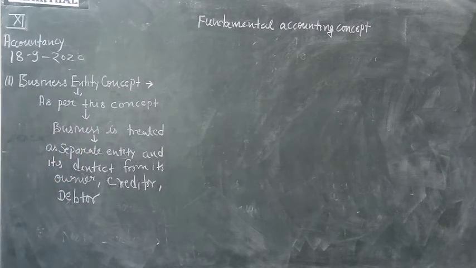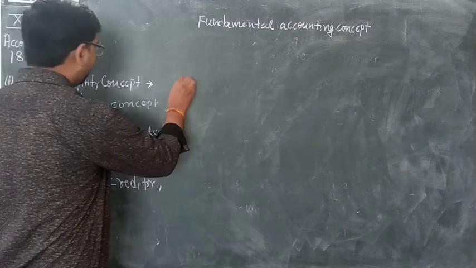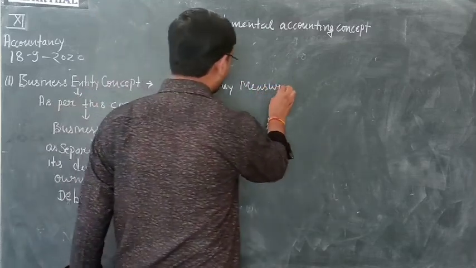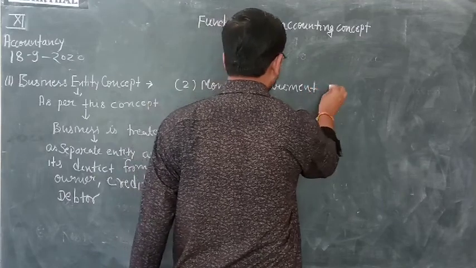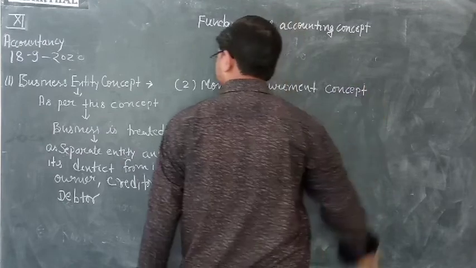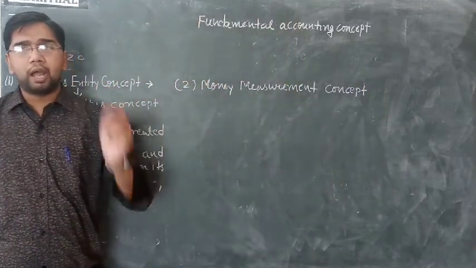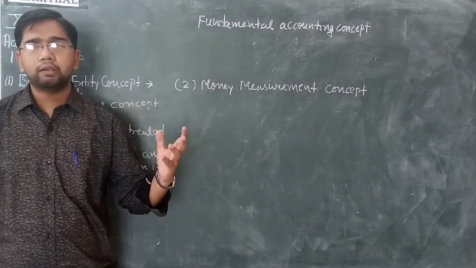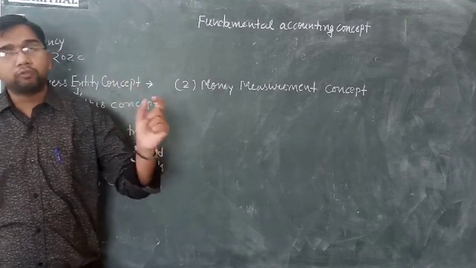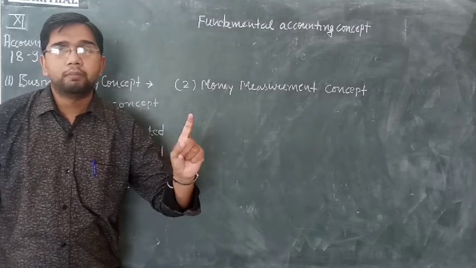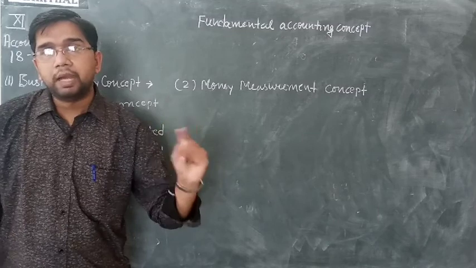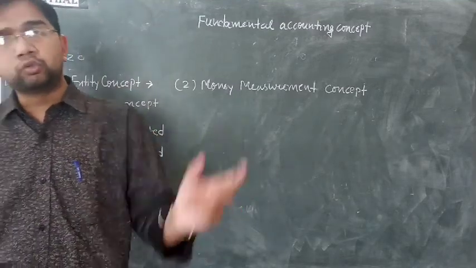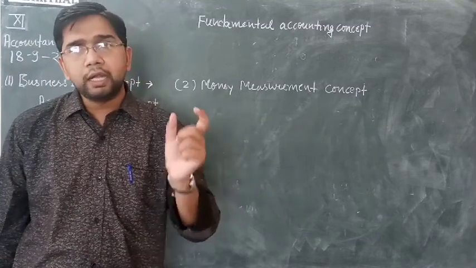Okay, the second concept is the money measurement concept. As per this concept, transactions are treated in terms of money. For example, 5000 kg of raw material is not a money measure, but material cost rupees 1000, 2000, or machinery cost rupees 1 lakh, 2 lakh, 3 lakh is expressed in terms of money.